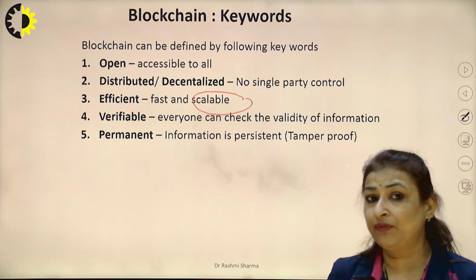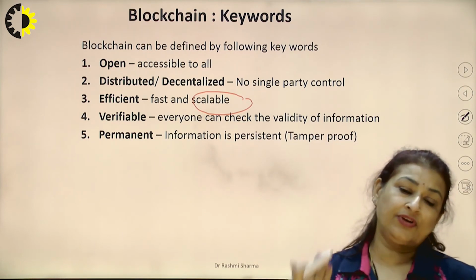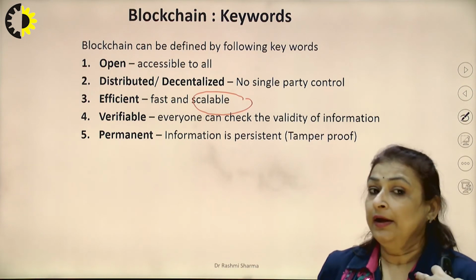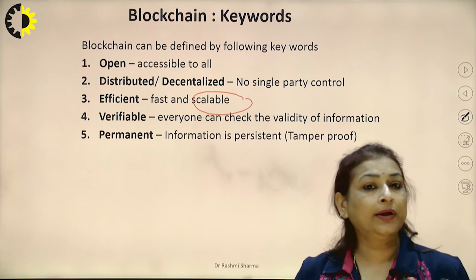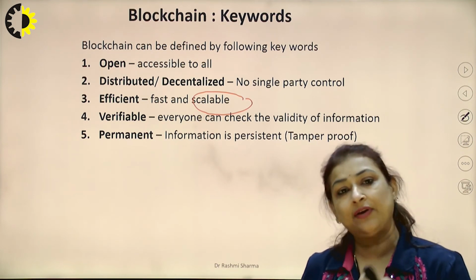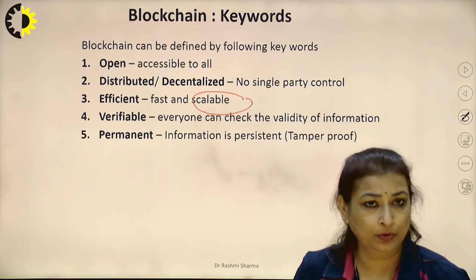Verifiable is everyone can check. Here we were checking that transaction of Alice transferring 70 rupees. That was not a valid transaction. So anyone in that network can verify the validity of the transaction or the validity of the information which is being transferred in that blockchain.